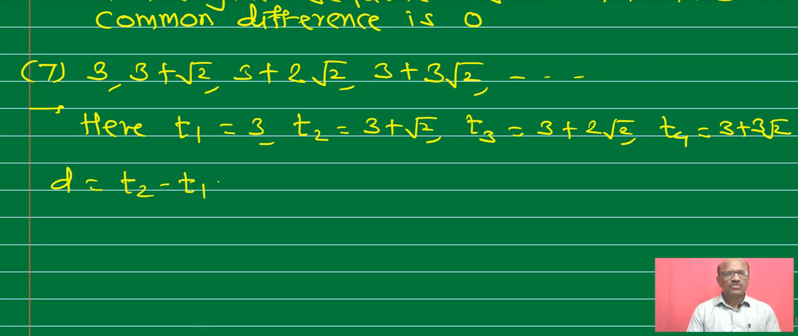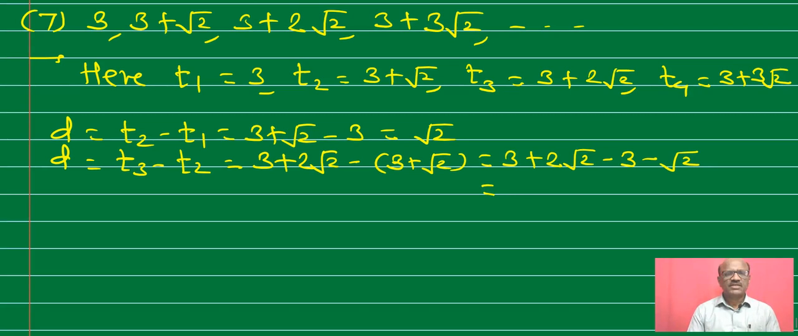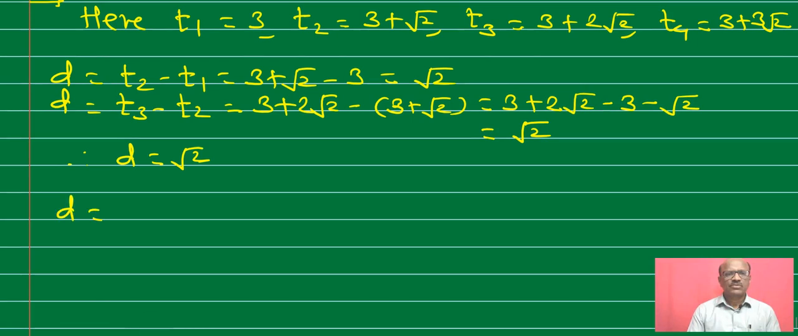D is equal to T2 minus T1, that is 3 plus root 2 minus 3, the 3 minus 3 get cancelled, you will get root 2. D is equal to T3 minus T2, that is 3 plus 2 root 2 minus in bracket 3 plus root 2. If we open the bracket, 3 plus 2 root 2 minus 3 minus root 2, 3 minus 3 get cancelled, then you will get root 2. D is equal to root 2.